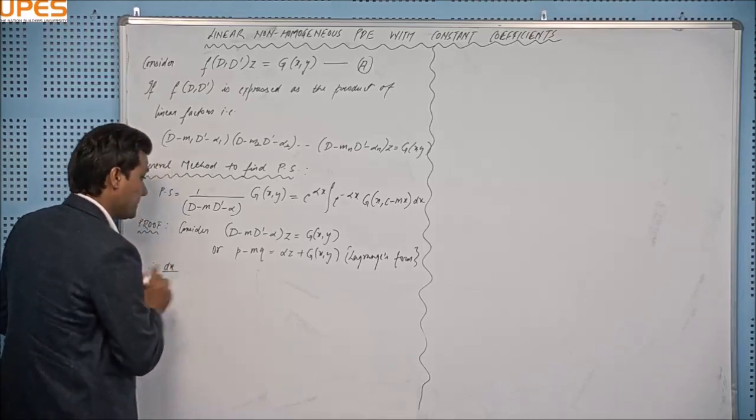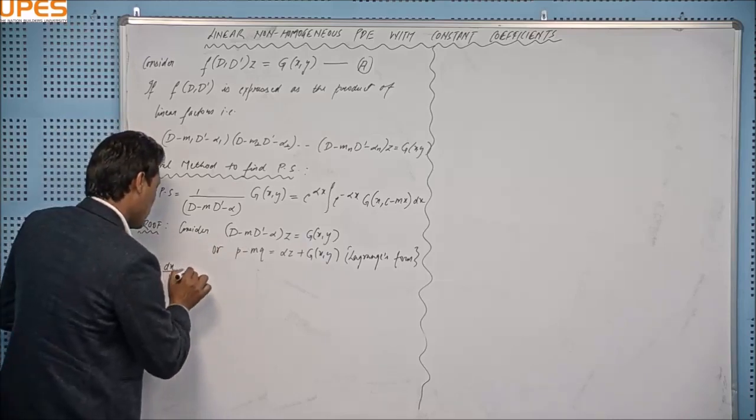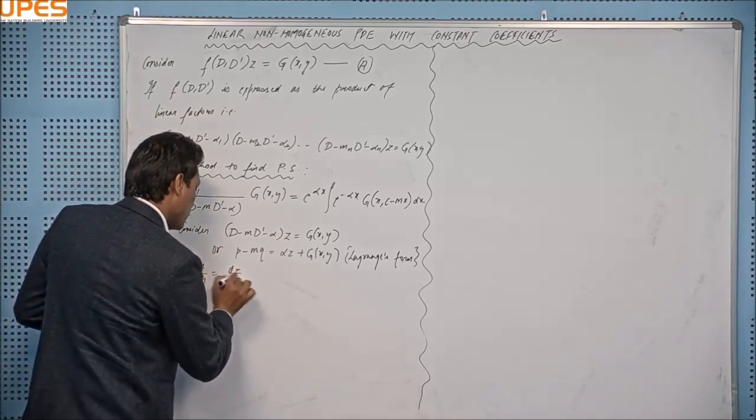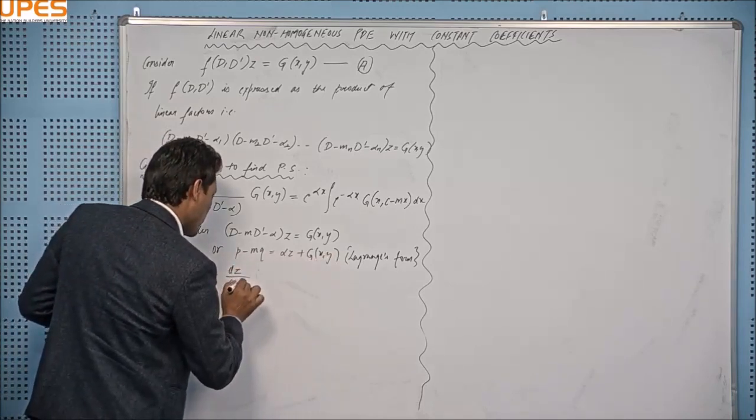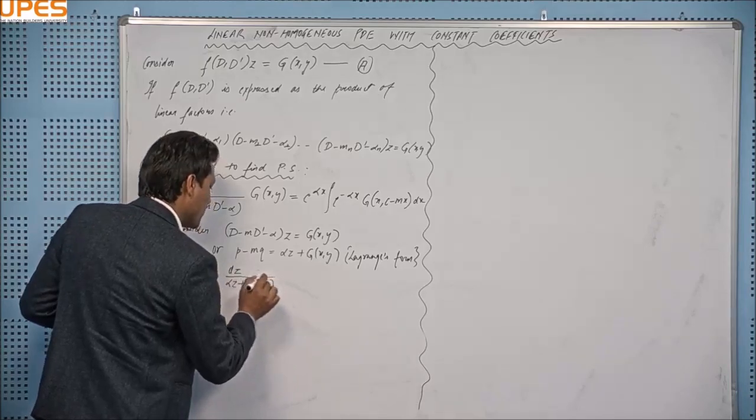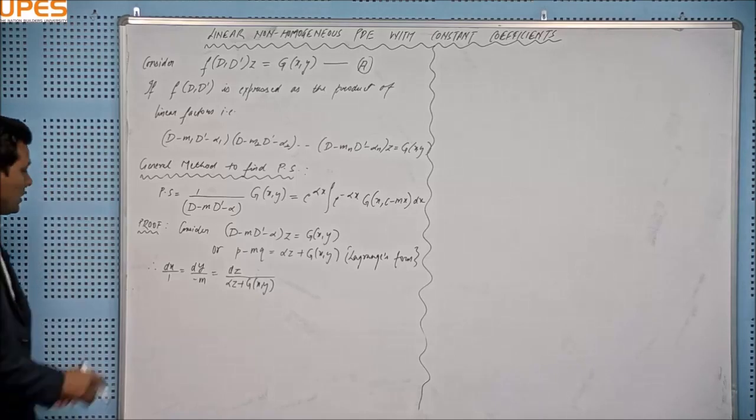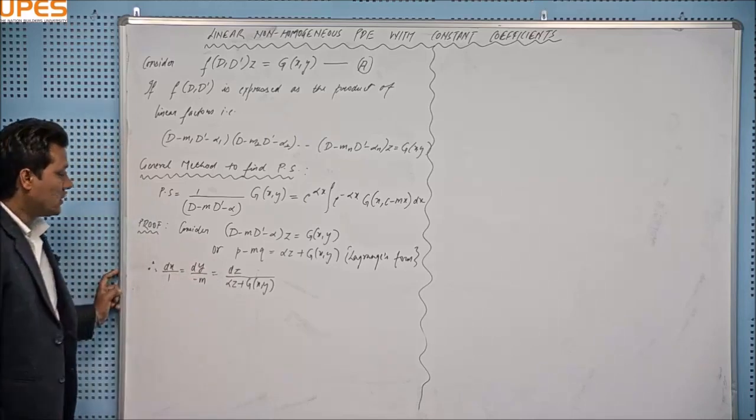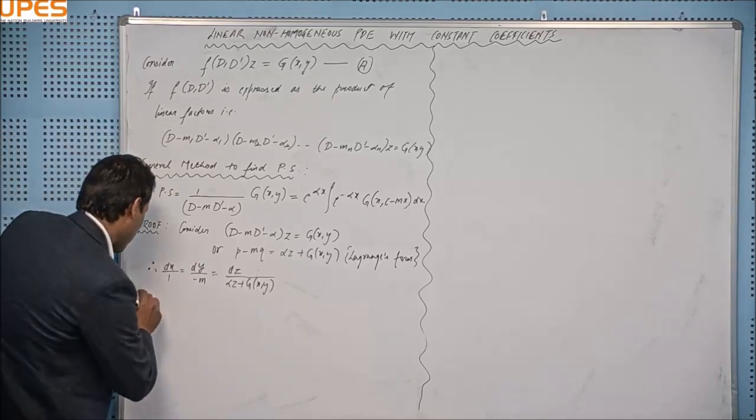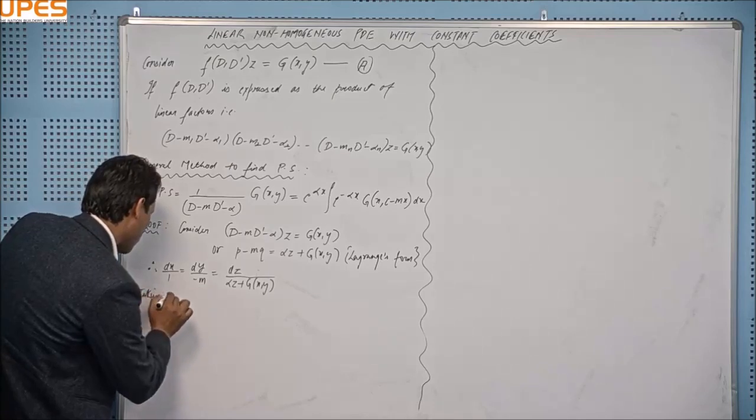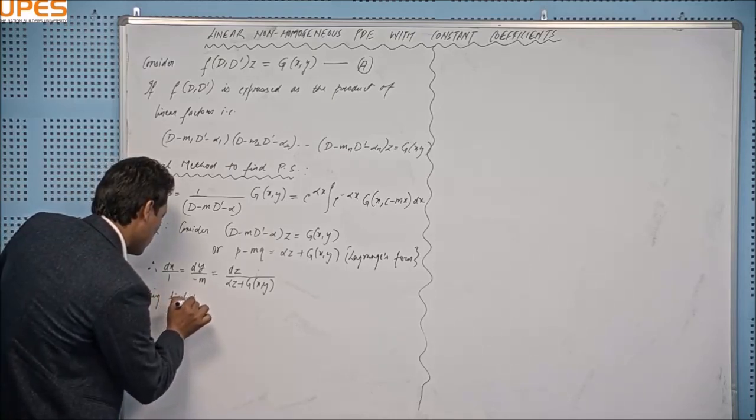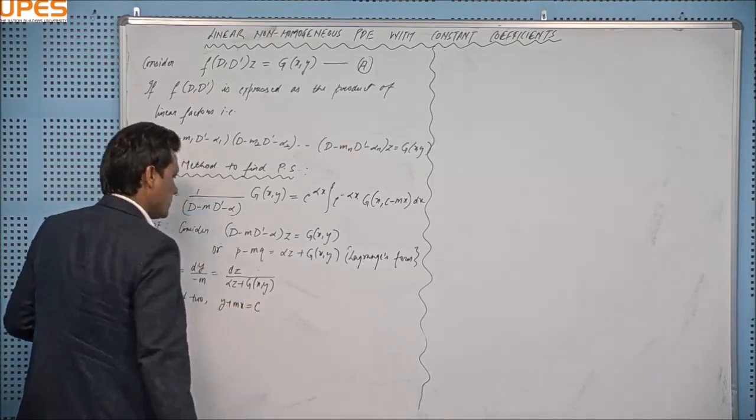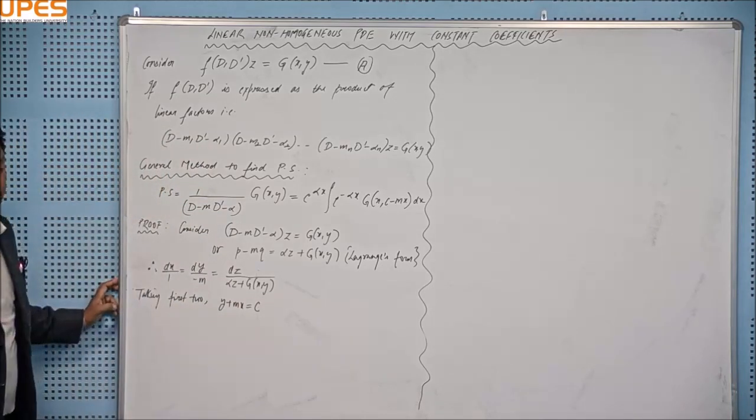The subsidiary equations are given by dx over the coefficient of p, that is 1, dy over the coefficient of q, that is -m, and dz over the right hand side function αz + g(x,y). These are called Lagrange subsidiary equations. Taking the first two ratios and integrating on both sides, I will get y + mx = c, where c is a constant of integration.